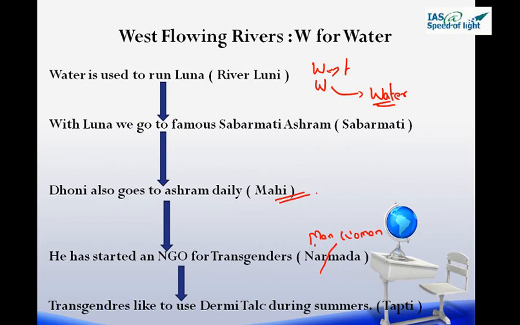So just close your eyes now. Water, to Luna, River Luni, then Sabarmati Ashram, that is River Sabarmati. After that, when you reached there, it was Mahendra Singh Dhoni or Mahi, that is River Mahi. After Mahi, it was an NGO for transgenders, that is Narmada, a transgender. So the picture for Narmada would be a transgender or chakka. Transgenders like to use dermi talc during summers. Dermi talc is tapti tapti garmi, that is Tapti. So for Tapti, our image would be dermi talc.